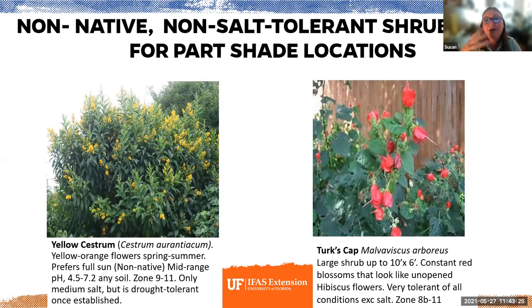Here are some that can take a part shade location. So some sun, some shade is okay. You don't want to do the full blasting western sun for these guys, but part shade, part sun is good. Yellow cestrum. This is a pretty good sized shrub, kind of sprawling, with lots of yellow blooms. Pretty tolerant of soil, only medium salt tolerance, but is drought tolerant once established.